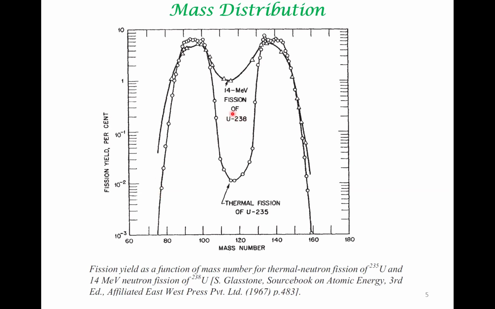And for U-238, which requires greater energy to overcome the activation barrier to generate the fragments of the fission, higher energies are required. So here a 14 MeV neutron is utilized for initiating fission of U-238. Okay, so the symmetry is less, and this is a very different feature compared to thermal neutron fission and fission induced by high kinetic energy neutron.